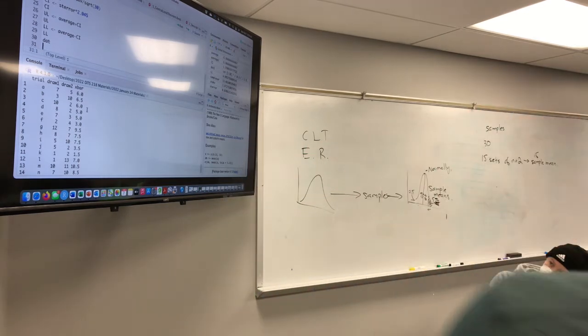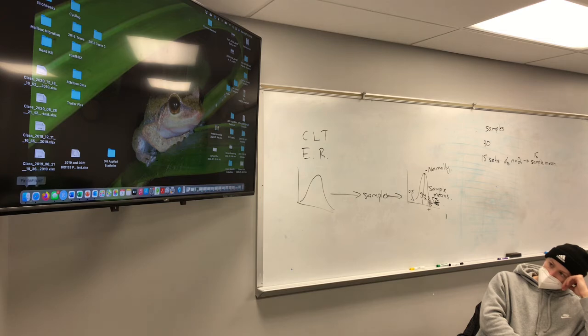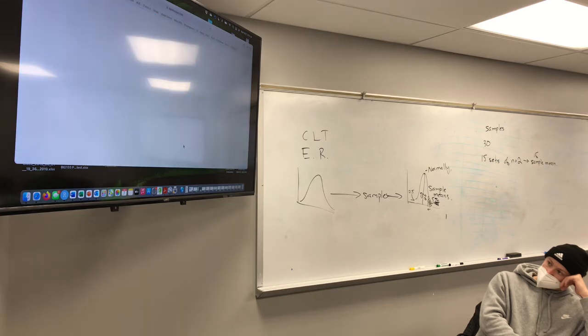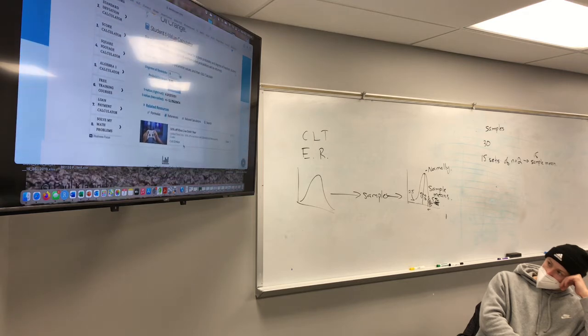So we can go and see what that actually is. Let's go find what the t statistic is for a sample size of 2, or for degrees of freedom of 1. Oh, it's 12.7.